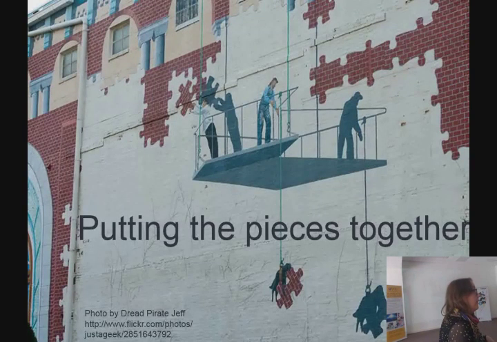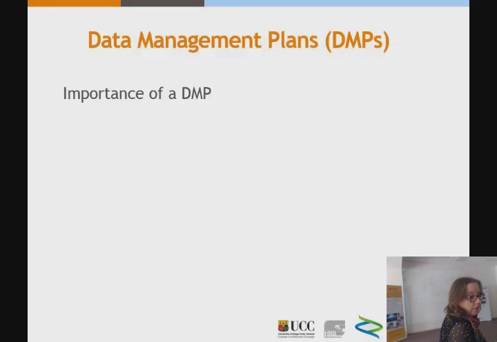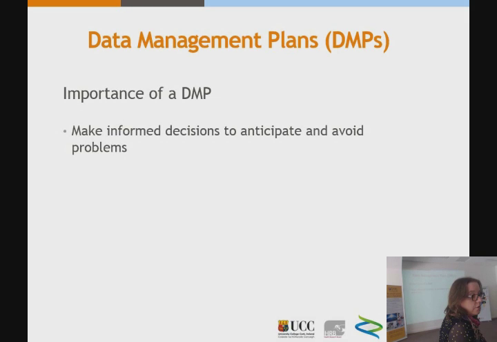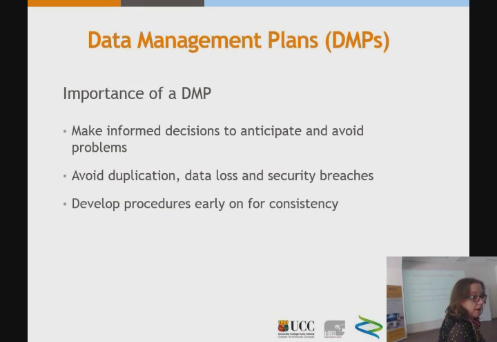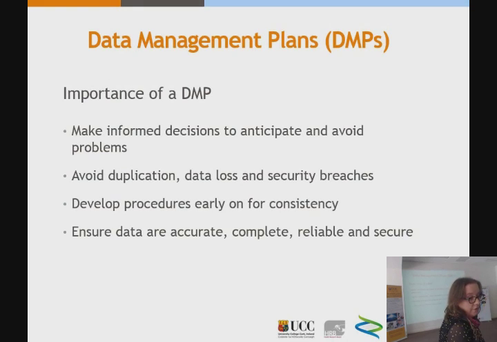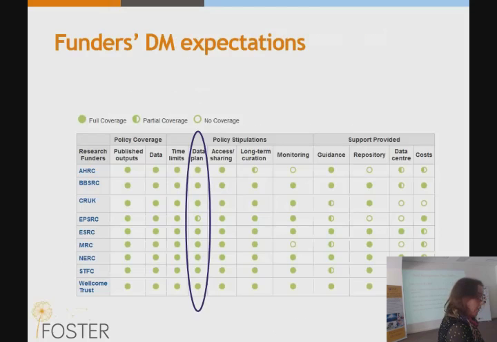So we need to put all these things together, and there's a lot going on in the background in terms of data management. We need to piece all these things together. One of the things that we use, and we've mentioned it several times throughout the day, is the data management plan. It does make informed decisions, and it can be used to anticipate and avoid problems. It avoids duplication, data loss, and security breaches. If you develop these procedures early on, it allows consistency, and it ensures, which is part of your GCP, accurate, complete, reliable data. In the end, it does save time and effort, and it does make your life a lot easier.